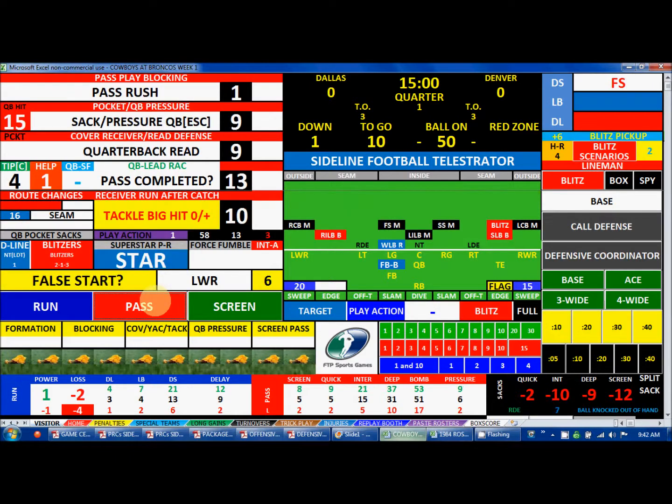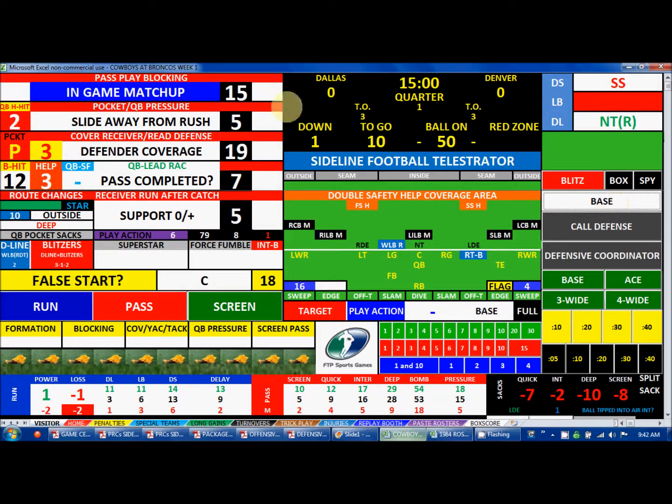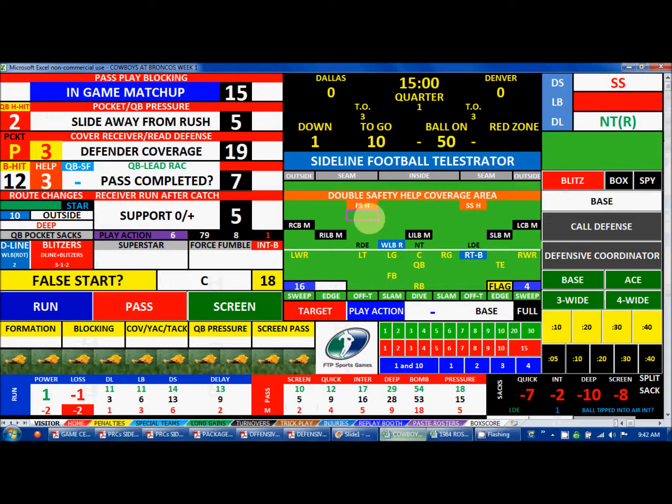Next, let's move to pass plays. Again, as you see, this section replaces the game center chart portion for pass plays. Blocking, pocket / quarterback pressure, cover receiver / read defense, lead or run after the catch, receiver, run after the catch, all of that in that column there is used to determine what takes place on a passing play here.